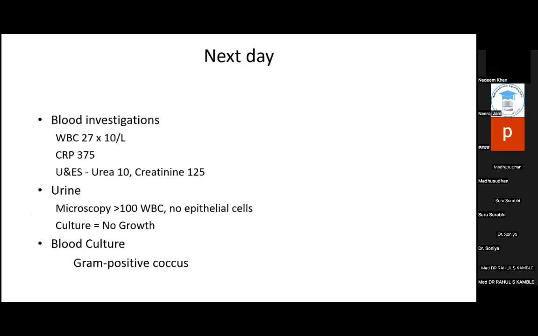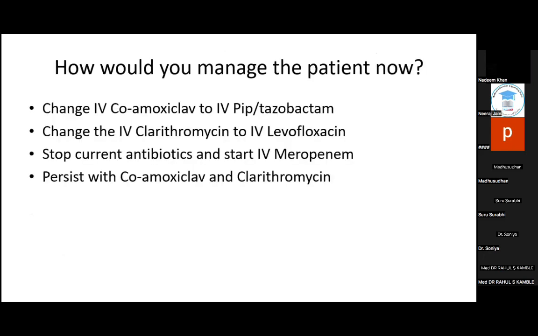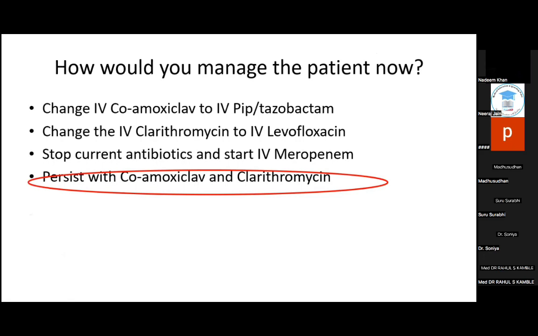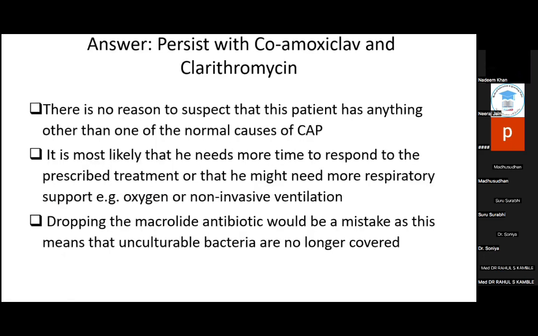Now, the blood investigations revealed that he further deteriorated: high WBC, high CRP, raised creatinine. Blood culture was positive for gram positive cocci. Urine had no growth. Now, how will you manage the patient? Persist with co-amoxiclav and clarithromycin because there is no reason that this patient has anything other than CAP. It is most likely that he needs more time to respond. Dropping the macrolide would be a mistake.